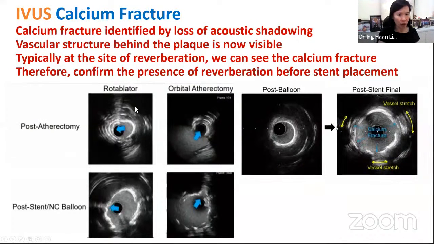Similarly, for IVUS, calcium fracture can also be seen. So we look for reverberation. If you look at all the blue arrows, that's where calcium fracture has occurred. When calcium is fractured, the vessel structure behind the plaque becomes visible. So these are where there's reverberation and presence of calcium fracture. So when utilizing IVUS to guide stent implantation of a highly calcified vessel, always confirm the presence of reverberations before stent placement, because that signifies calcium fracture on IVUS.